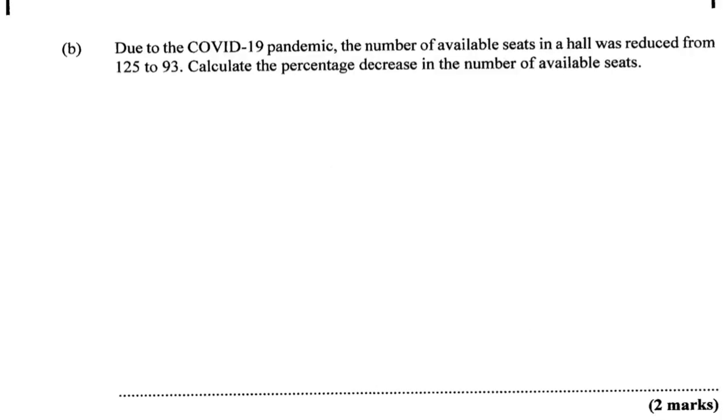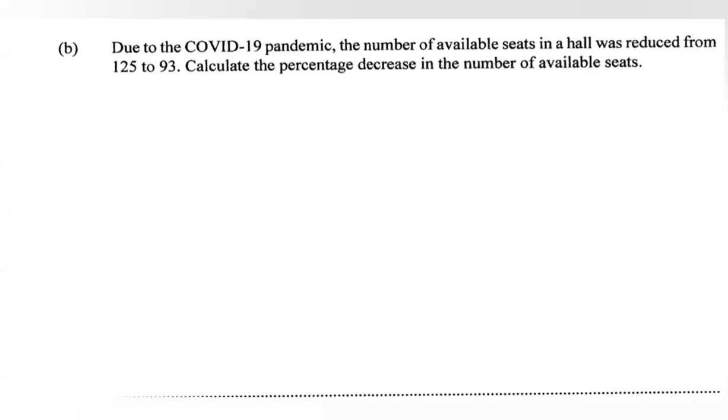Question 1B says, due to the COVID-19 pandemic, the number of available seats in a hall was reduced from 125 to 93. It's asking us to calculate the percentage decrease in the number of available seats. So the first thing that we need to find out is the decrease.